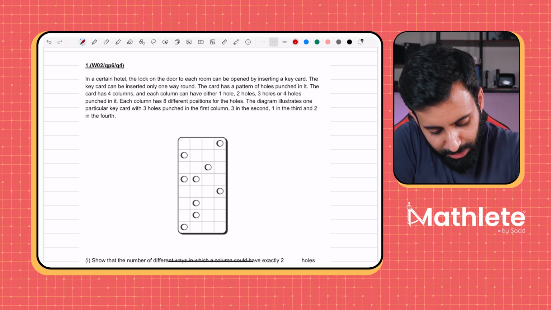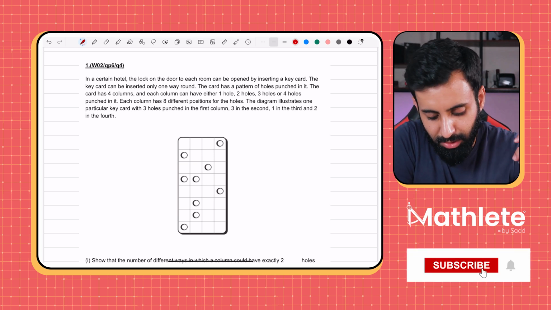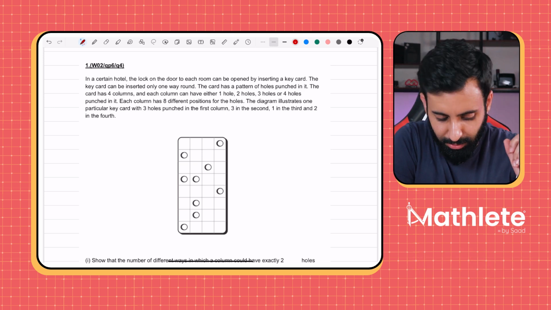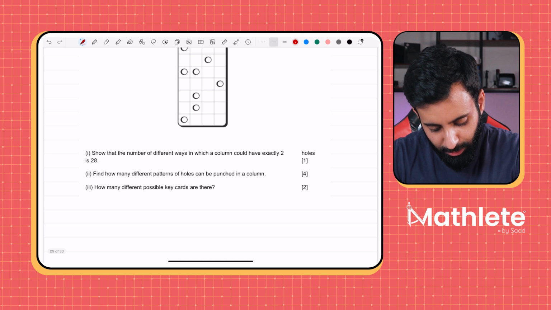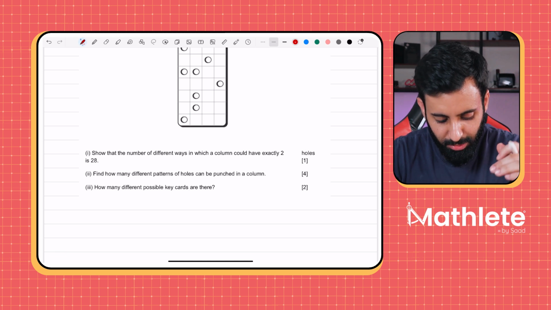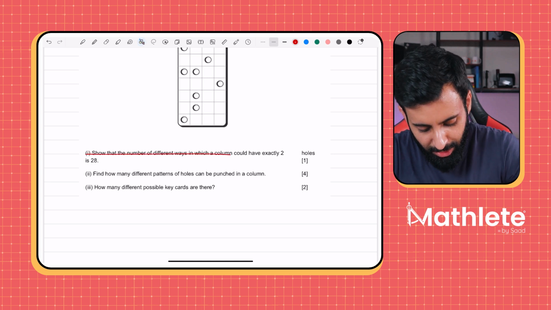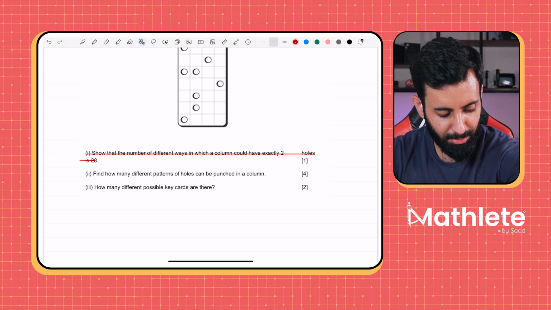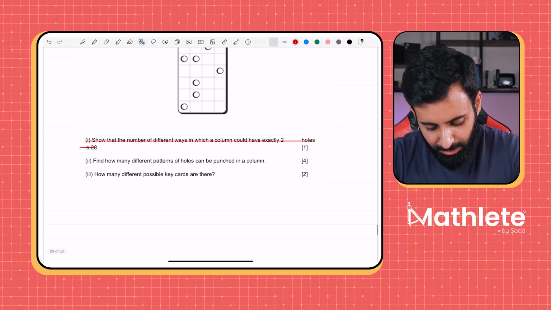Each column has 8 different positions for the holes. The diagram illustrates one particular key card with 3 holes punched in the first column, 3 in the second, 1 in the third, and 2 in the fourth. Okay. Now, show that the number of different ways in which a column could have exactly 2 holes is 28. Now, this is actually a part which is not related to permutations, so I'm going to skip this. In fact, the parts that we're going to deal with will be part 2 and part 3. So let's see what part 2 says. Part 2 says, find how many different patterns of holes can be punched in a column.